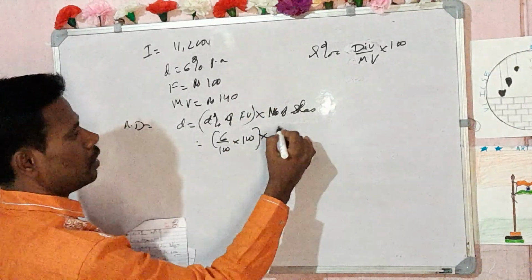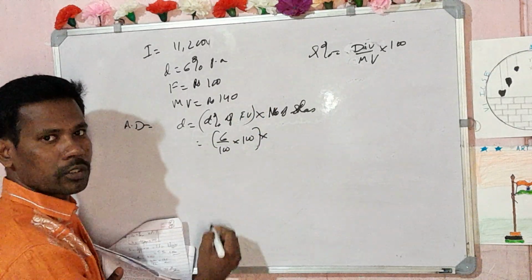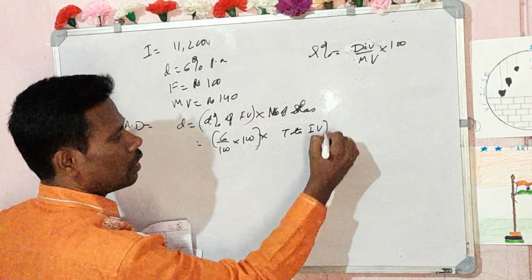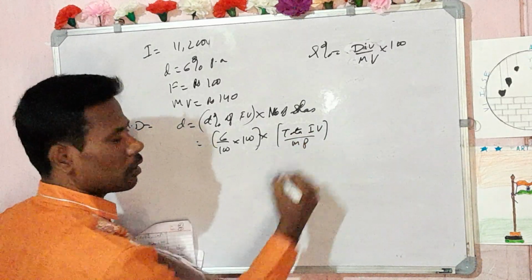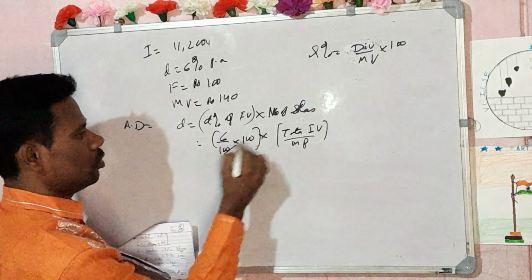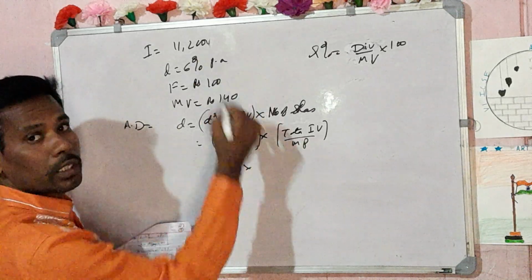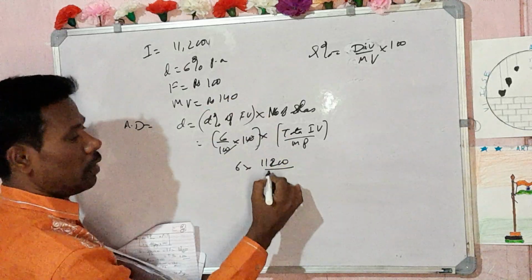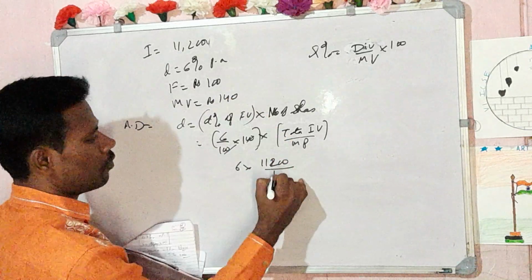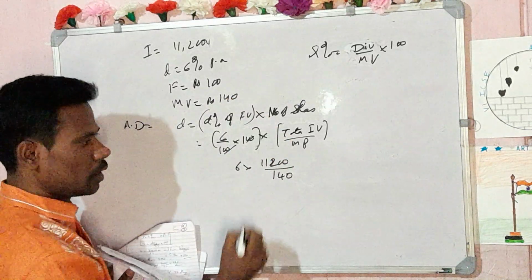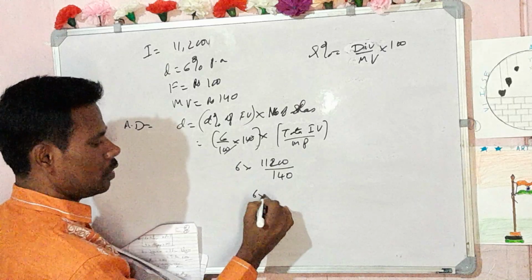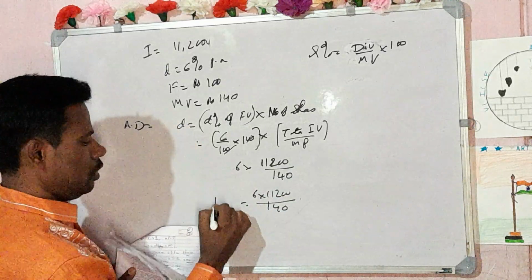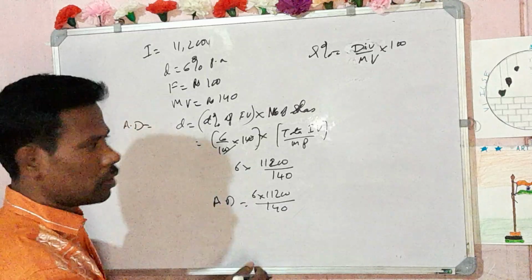How will you get the number of shares? It is nothing but total investment by market price. This is nothing but total investment by market value. So total investment is 11,200 by market value. Market value is nothing but 140. So cancel, 6 into 1200 by 140. This is nothing but annual dividend. Please try to do it by yourself.